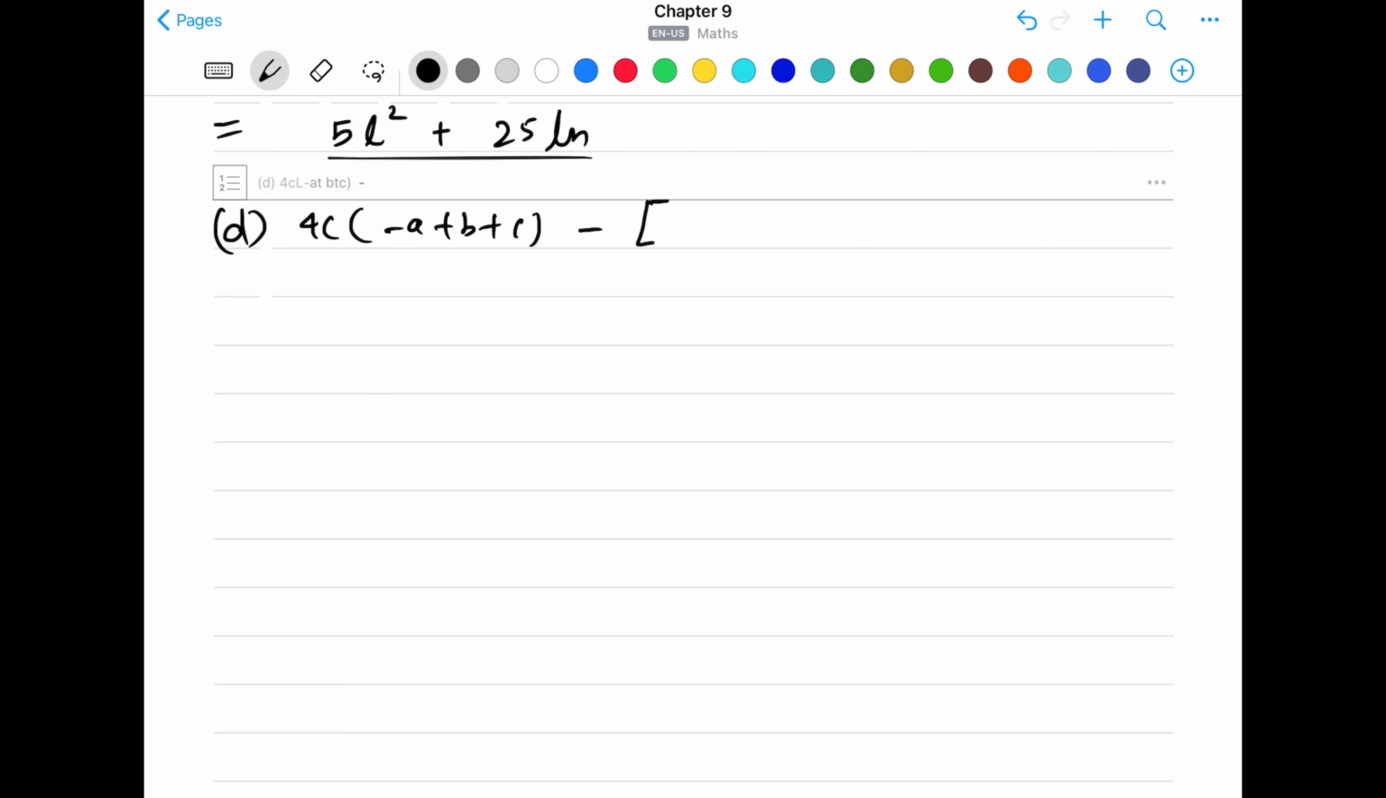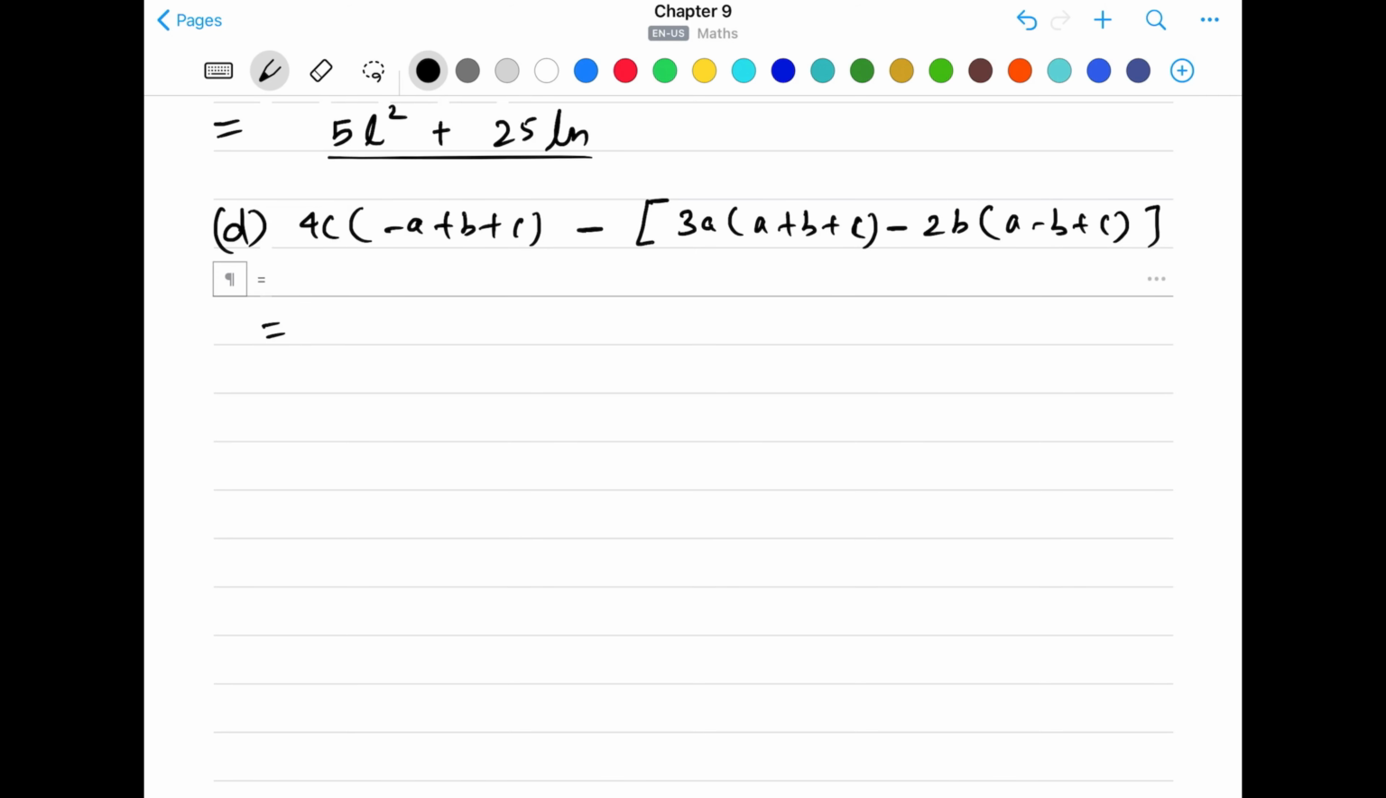then we have minus, let's start the bigger bracket. We are subtracting the first term here, that is 3a into (a plus b plus c), and then minus 2b, and inside the bracket we have (a minus b plus c). Let's close the bracket. So let's multiply the given terms first. We have 4c into minus a will be minus 4ac, this 4c into b will be plus 4bc, and this 4c into c will be plus 4c square.